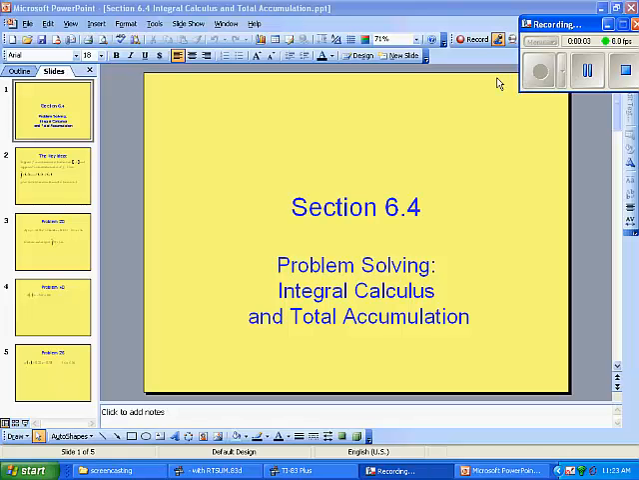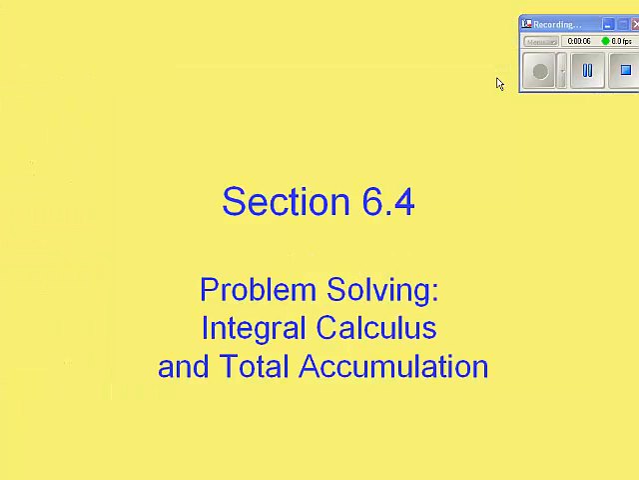Okay. So we're going to cover here a problem-solving section. Integrals, calculus and total accumulation. What they're trying to do here is, we've spent a long time now teaching you about what the fundamental theorem of calculus is. This section is to show you what it does for you, what it means to the business person, what it means to someone going into your field.